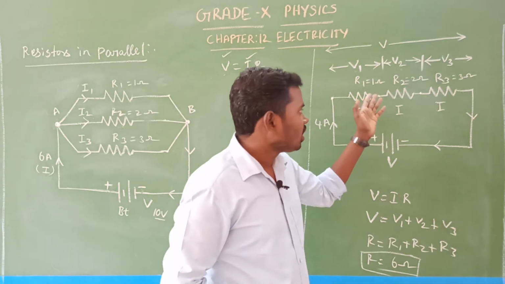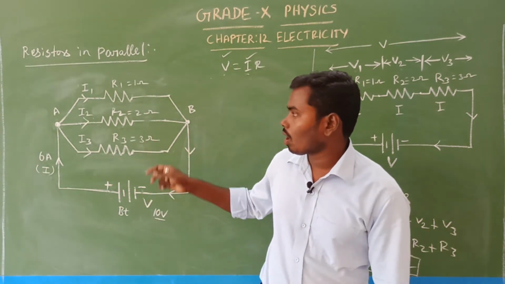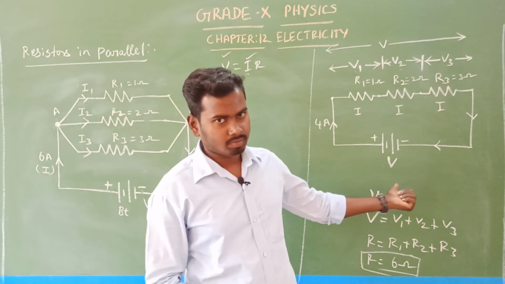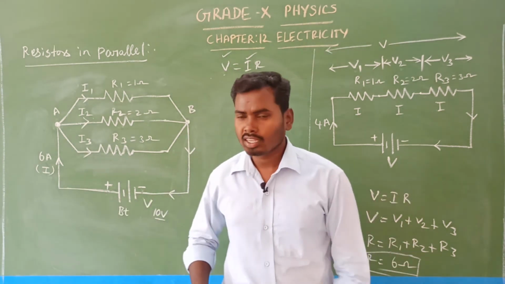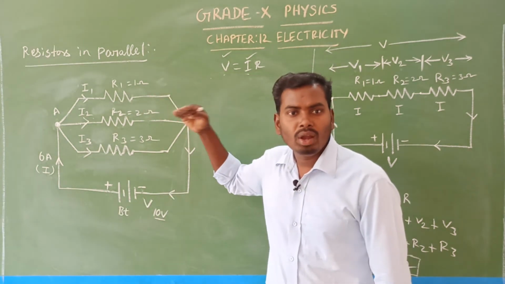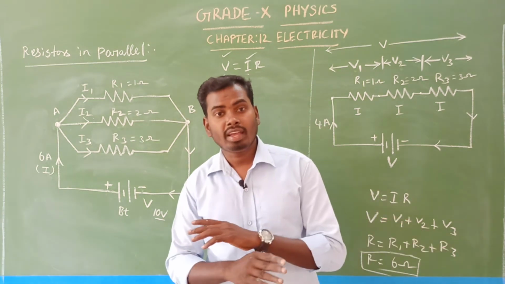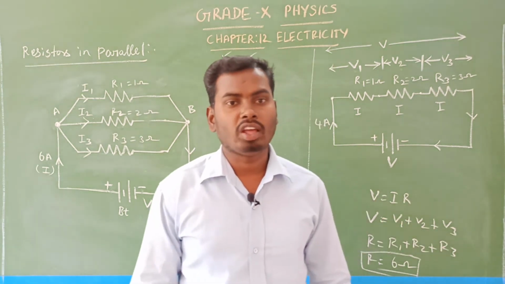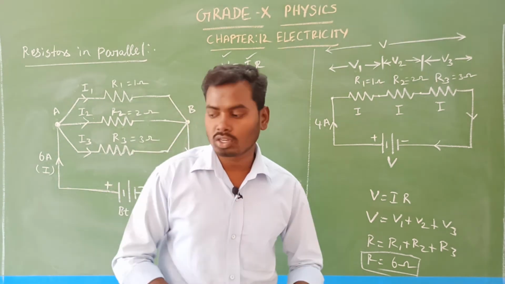Yes, we can get the total resistance value. But in parallel combinations, we cannot do it like this, because the resistors are connected one below another, so we cannot add all the resistance values. Then how can we find out the total resistance value, sir?